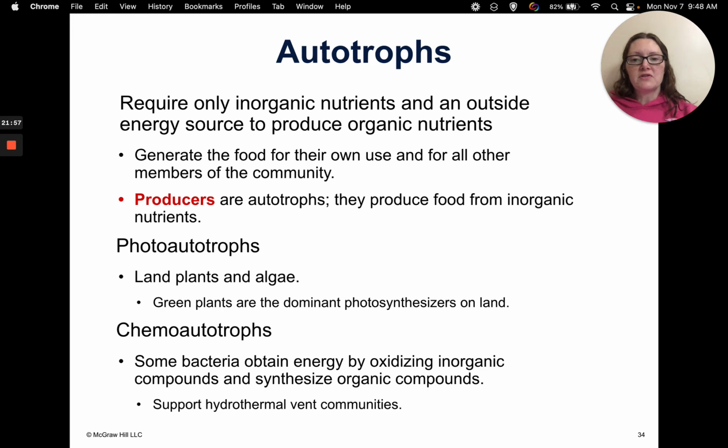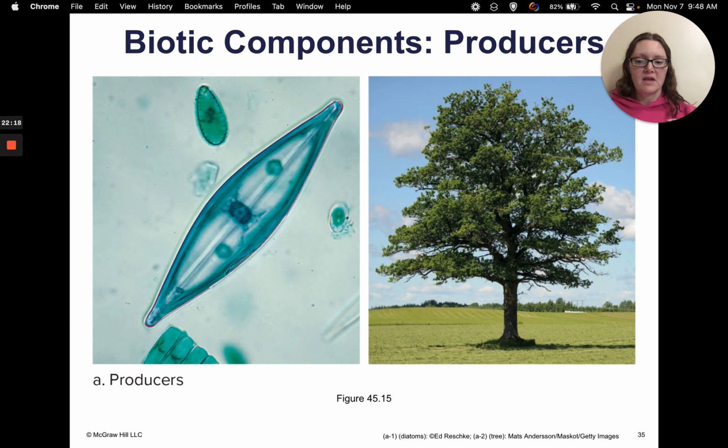Autotrophs are the producers that are making their own food. Photoautotrophs are the plants and algae. And chemoautotrophs, these are usually the only ones that are found in the hydrothermal vents in the ocean that make their food from chemicals. So producers: the bacteria, the chemoautotrophs, and then we have the photosynthetic ones.